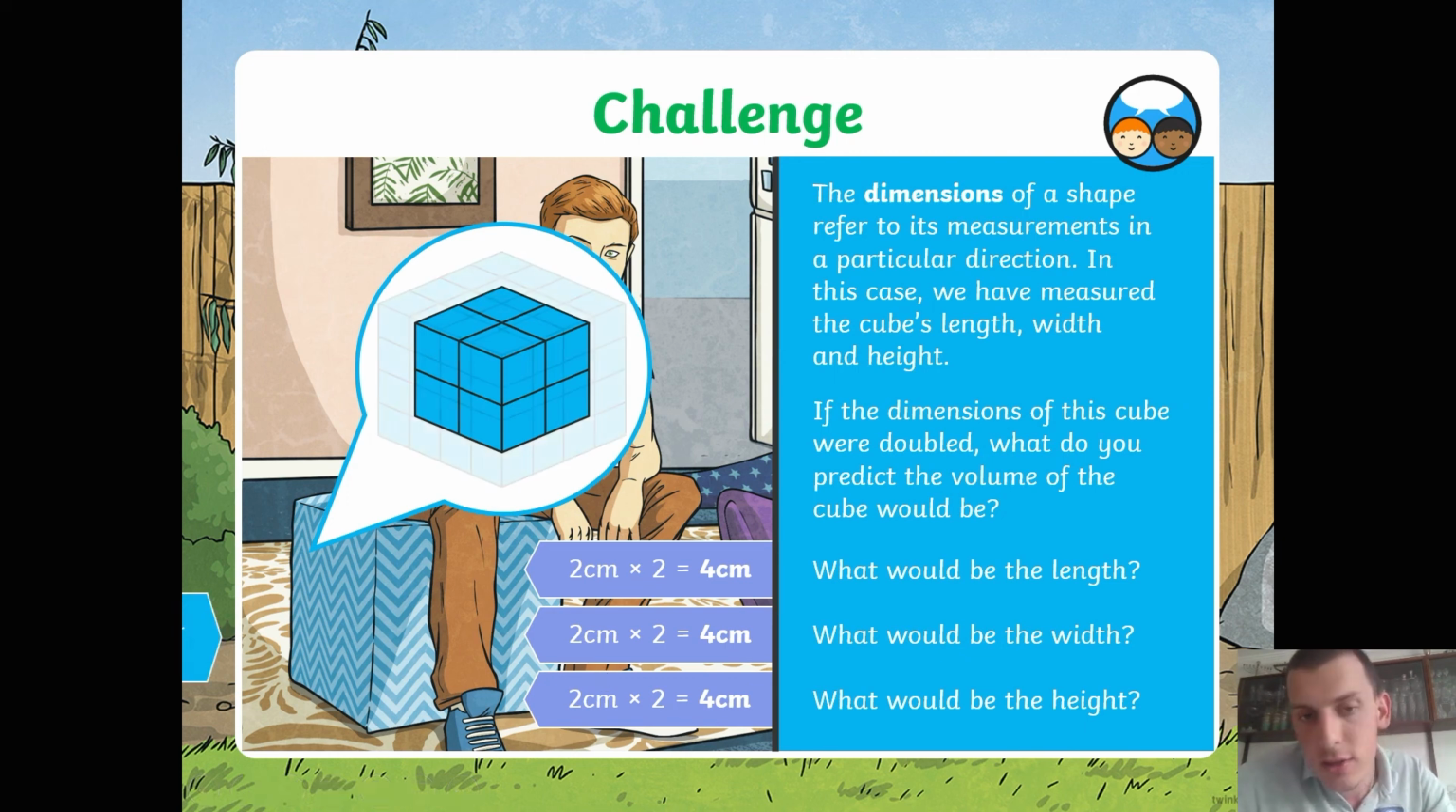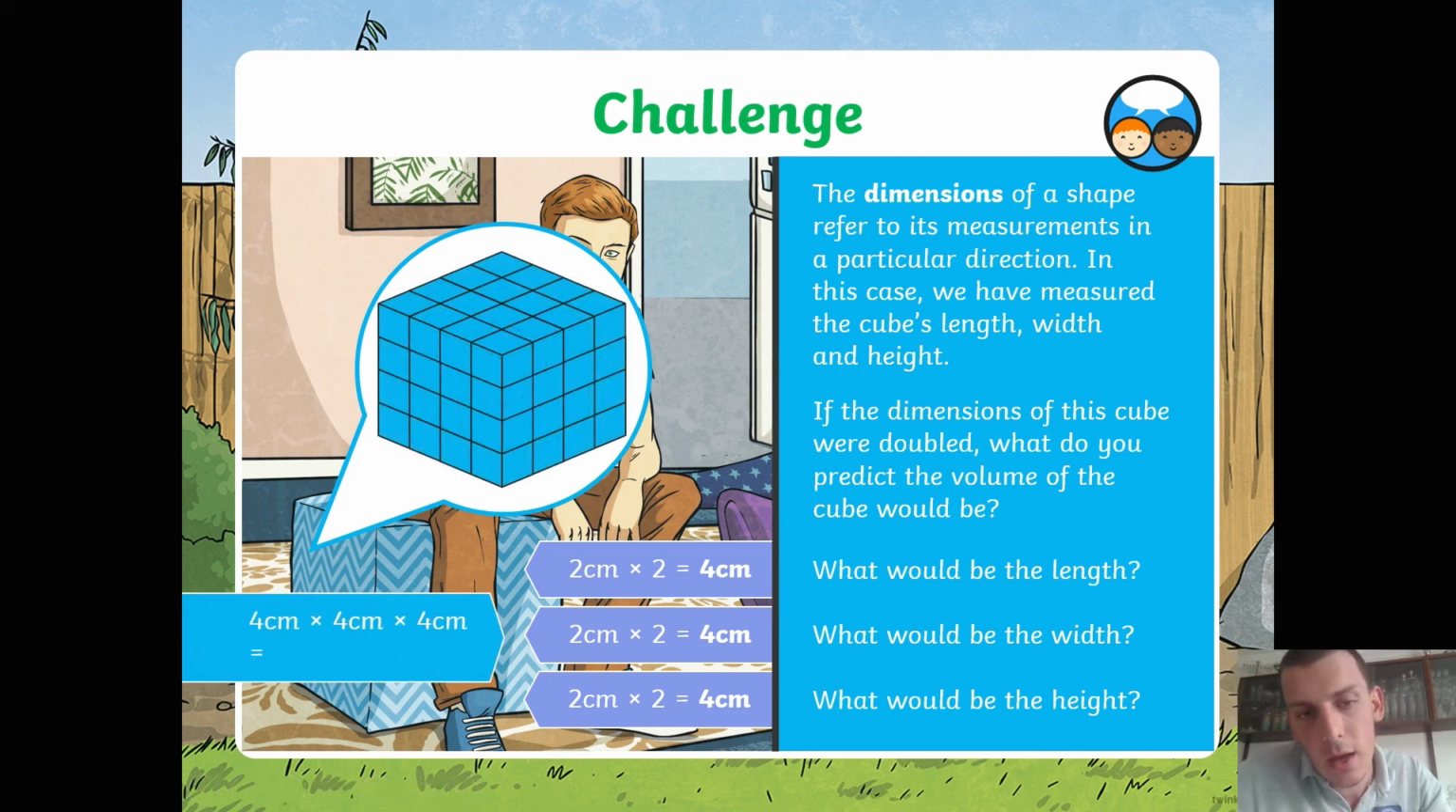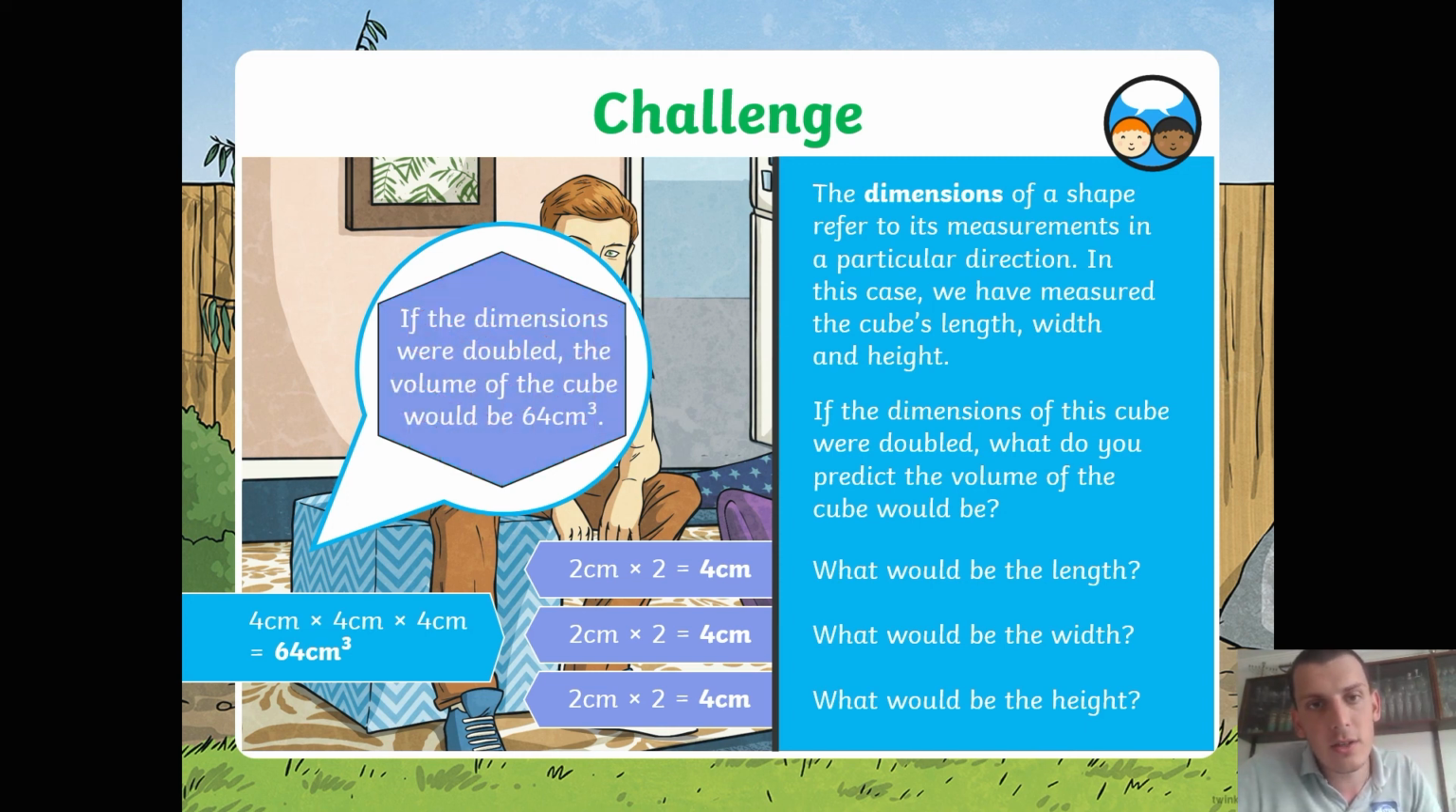So then you just do the same procedure, okay, which would be length times width times height. So you just do 4 times 4, which is 16, and then 16 times 4, which is 64 centimeters cubed. Okay, so that is that. Excellent, superstars. Okay, there you go. The dimensions were doubled. The volume of the cube would be 64 centimeters cubed.